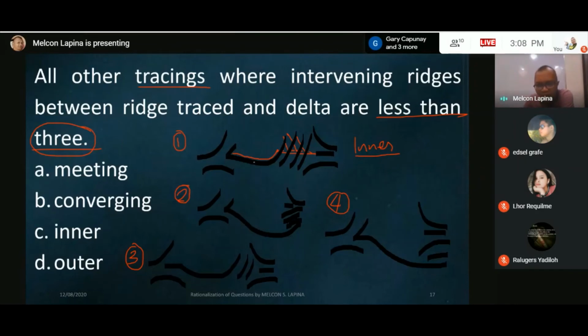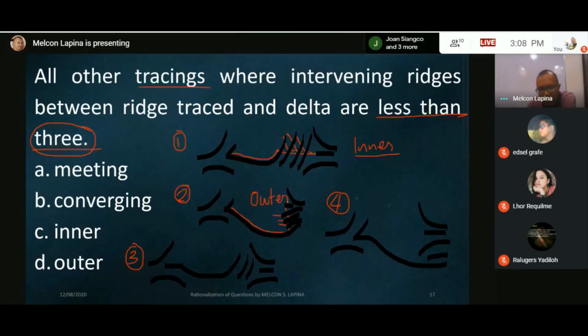Inner siya kung ang ridge trace ay nasa loob ng right delta. Tingnan nyo ang number. Kung i-trace natin, yan, stop tayo. Dito, we draw an imaginary line. And then we have number 3. 3 pa rin. 1, 2, 3. Tingnan nyo ang ridge trace nasa baba ng delta. Dito nasa loob. Dito nasa labas or nasa baba. Dito nasa loob or nasa itaas ng right delta. So ito siya ay outer.